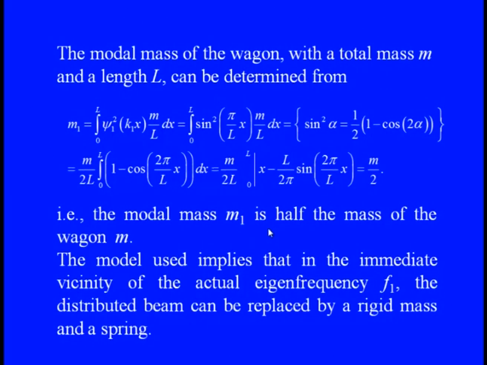Now we can straightaway find the modal mass of the entire wagon. M1 is nothing but the integration, which was given in the question also, from 0 to L of phi 1 squared, k1 x, into m by L dx. We put phi 1 as sine of pi by L into x. So it is the integration from 0 to L, the total length over which the mass is distributed in the wagon, of sine squared of pi by L into x, into m by L dx. Now we can convert this sine squared into cos of 2x, which is 1 minus cos of 2x, divided by 2.